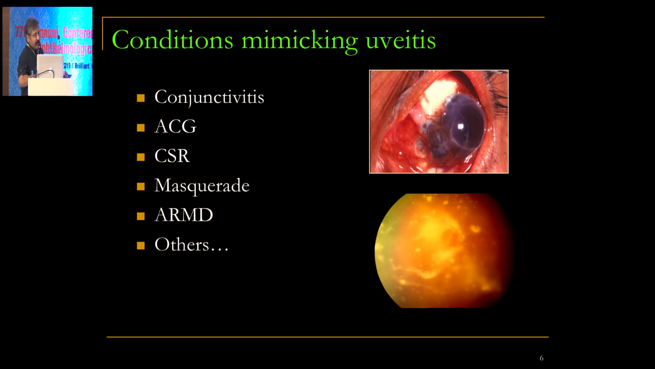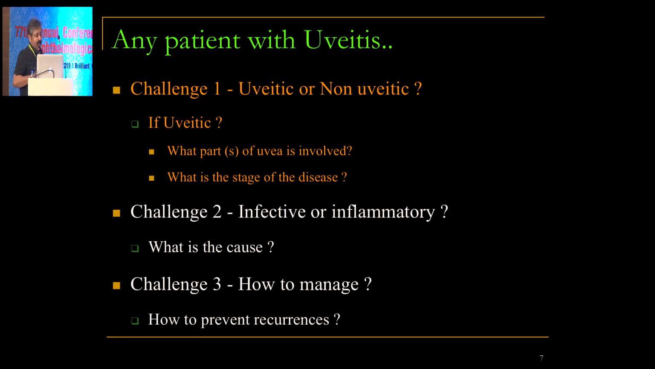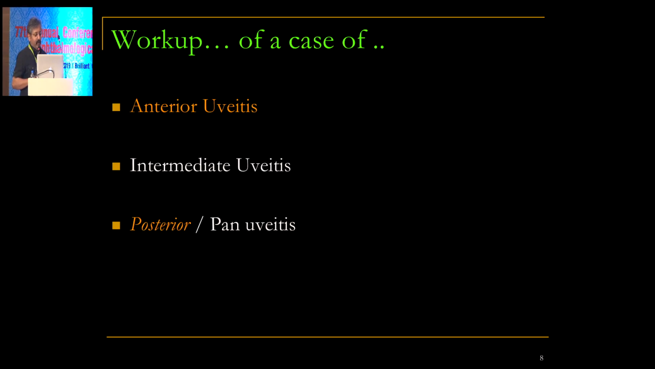Conjunctivitis, where the patient can have some pain, redness, even foreign body sensation, which they can complain as pain. Angle closure glaucoma. Central serous retinopathy can have subretinal yellow spaces. Masquerade, ARM changes and others. So how do you say whether it is uveitic or non-uveitic? You first try to find out about the inflammatory signs in uveitis, and which part of the uvea is involved.